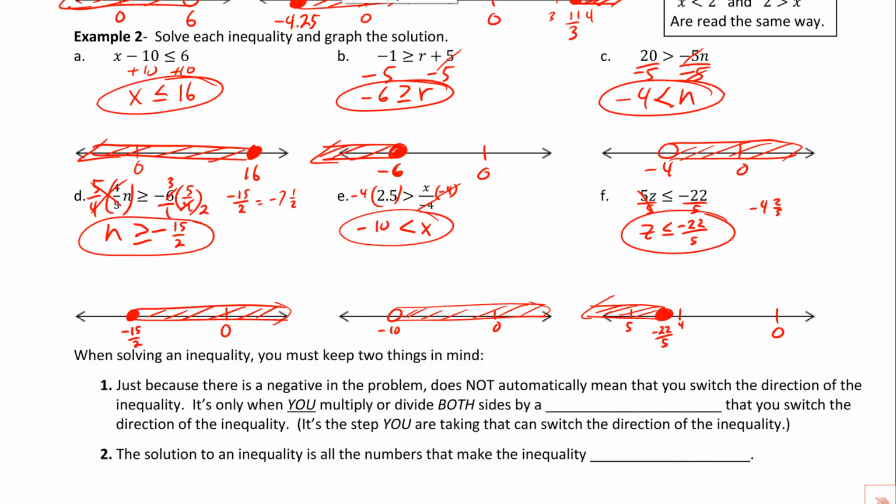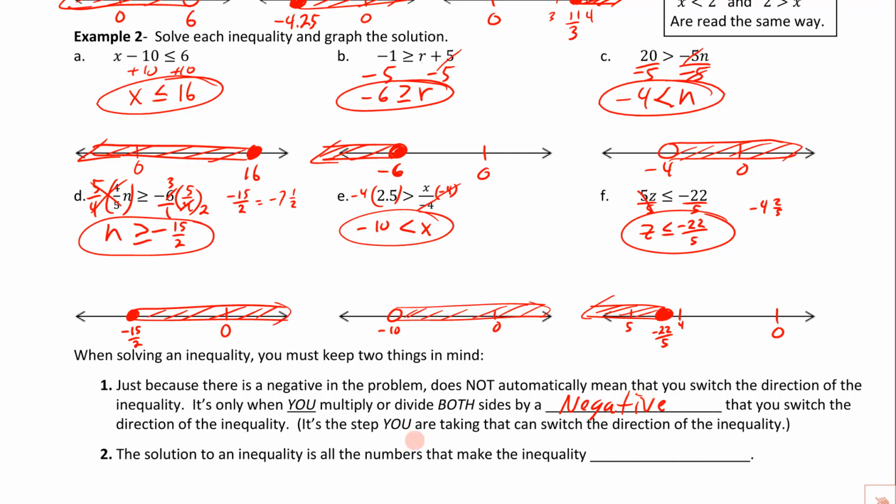Now, the last thing that I want to take a look at is just a couple of quick reminders. We've got to keep a couple things in mind. These are fairly common mistakes. So just because there's a negative in a problem does not automatically mean that you switch the direction of the inequality. Remember, it's what we're doing to solve the equation. It's only when you multiply or divide both sides by a negative. So if we multiply or divide both sides by a negative, if that's the step we're taking, then we do switch the direction of the inequality.